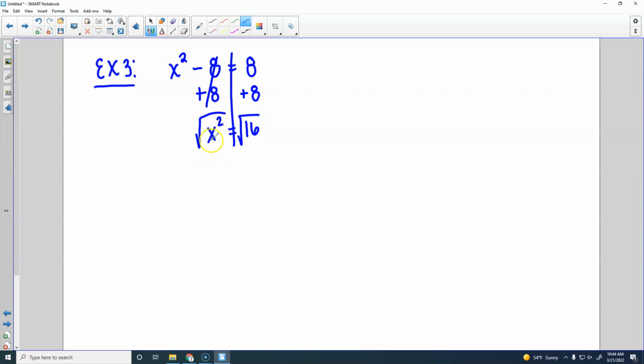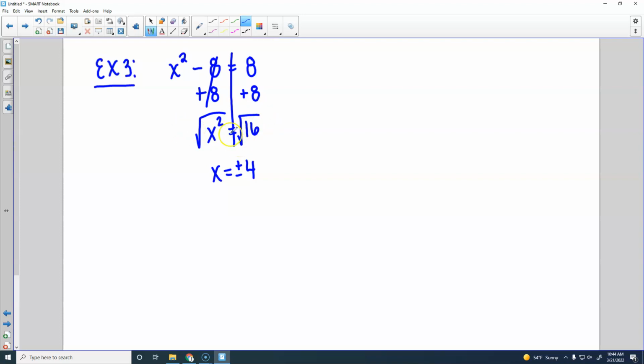And so when I do that, the square and the square root just cancel out, just leaving me the x, which is what I want. And then the square root of 16 is 4. But when I square root both sides, got to put this plus or minus there. So we got positive 4 and negative 4 as our answers. So it's just like canceling out. Yeah, the square and the square root cancel each other out.